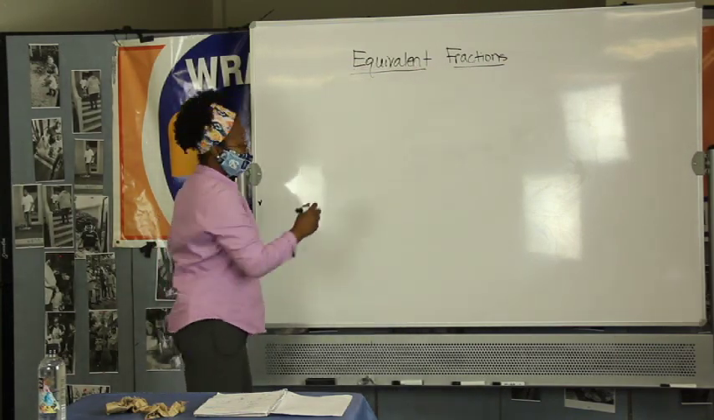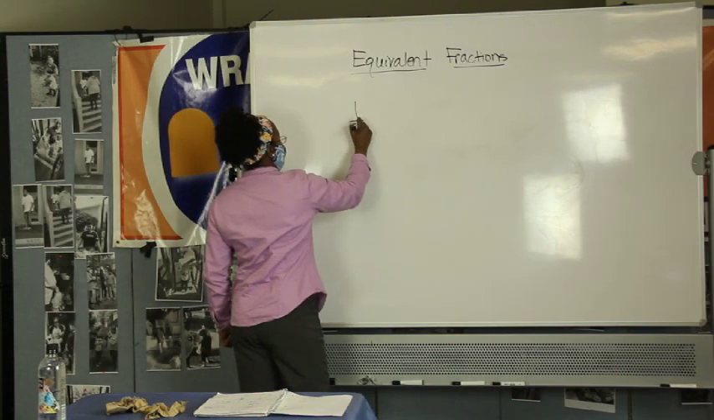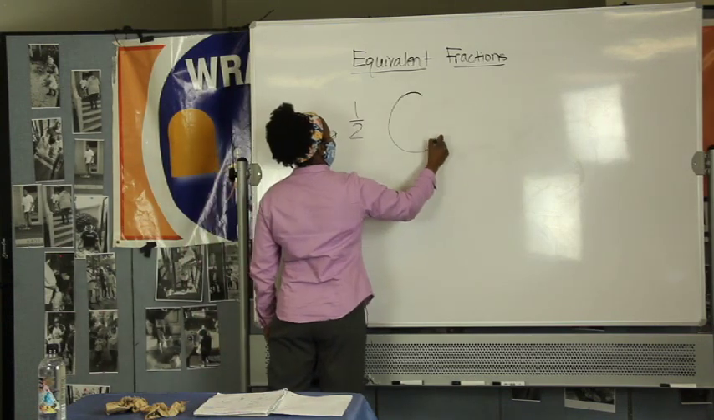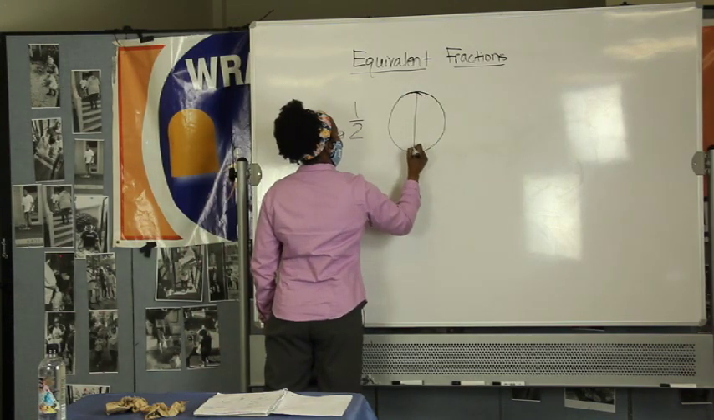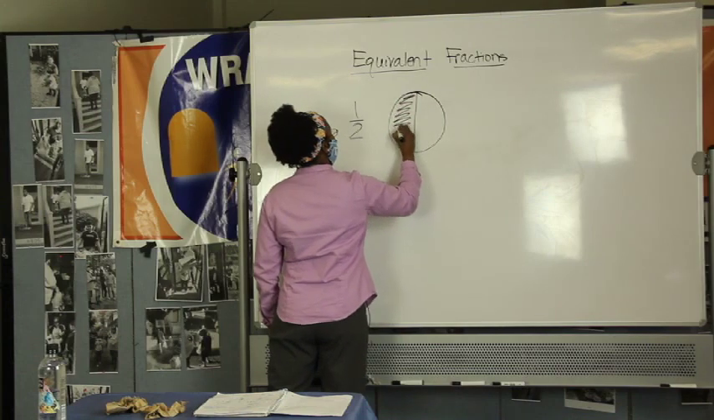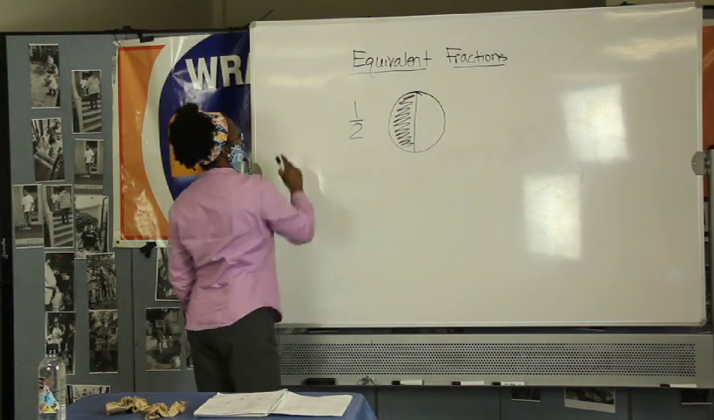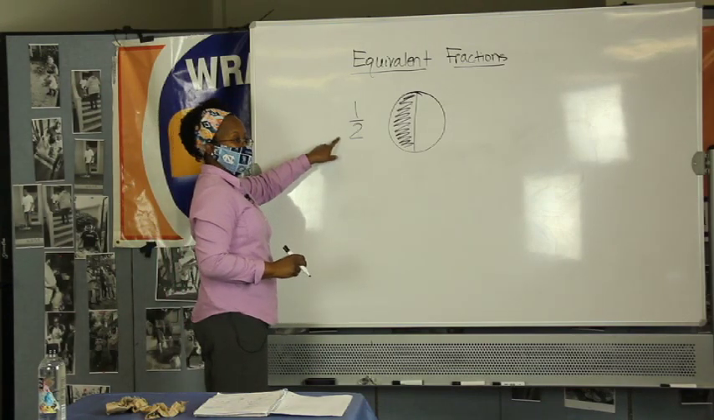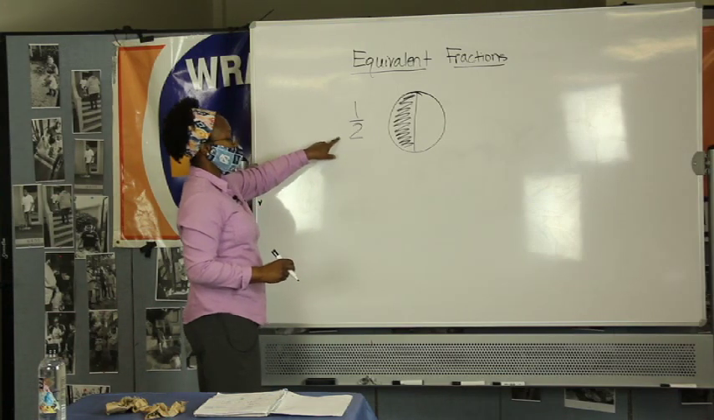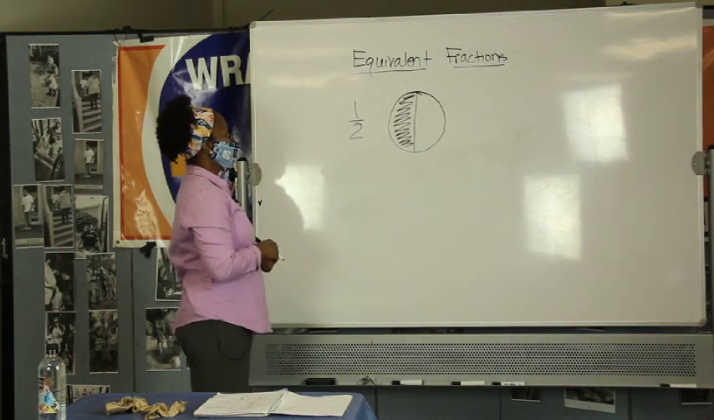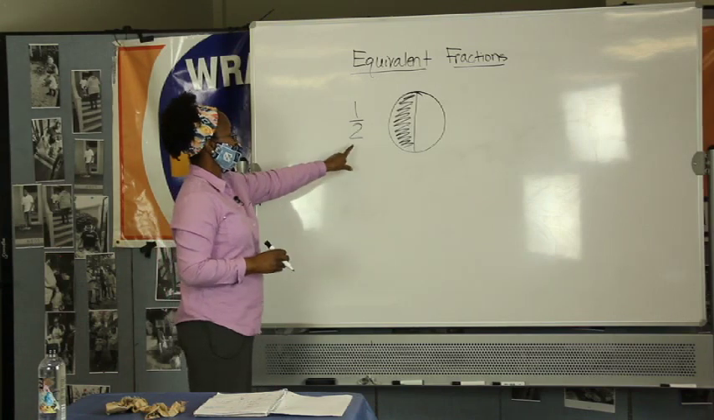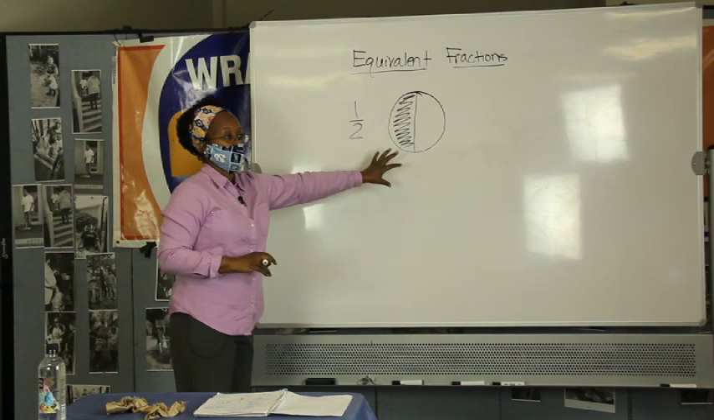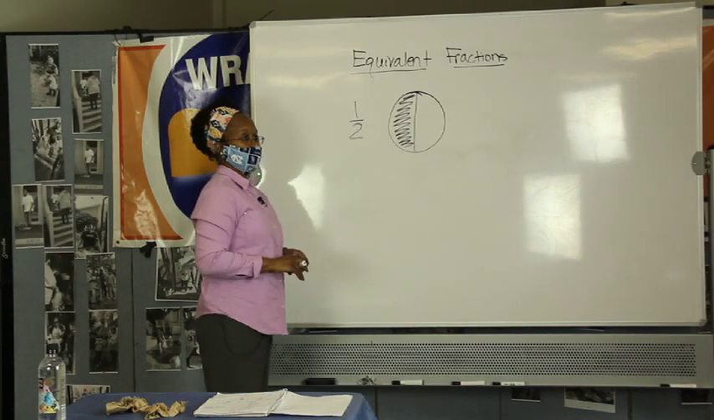All right, so if I have 1/2, we represent it like this. Remember, the numerator, the top part, is the shaded area. The denominator, the bottom part, is the total number of parts. Well, you can make the fraction look different, but still be the same amount of the circle.